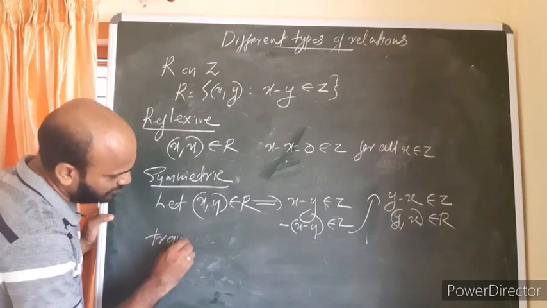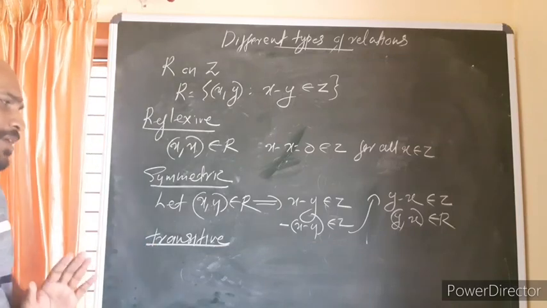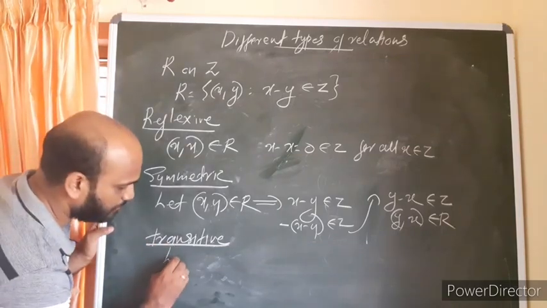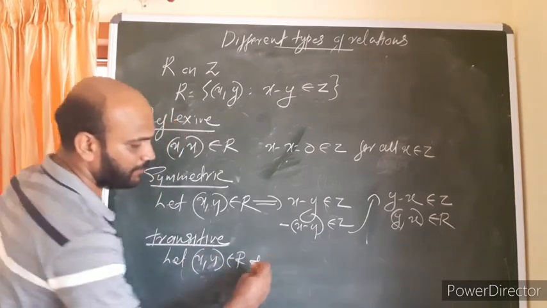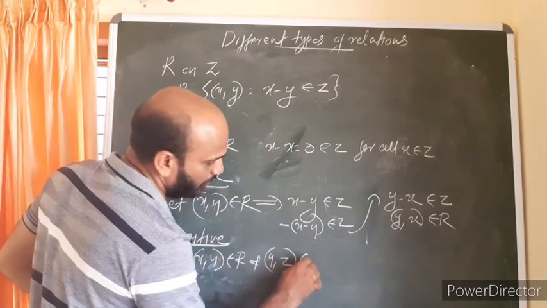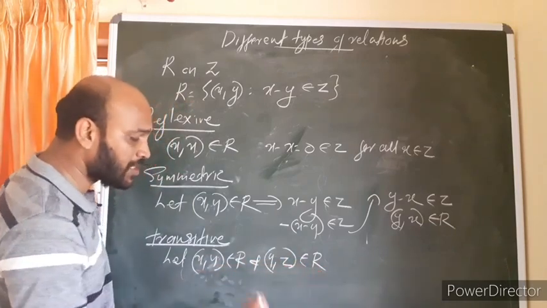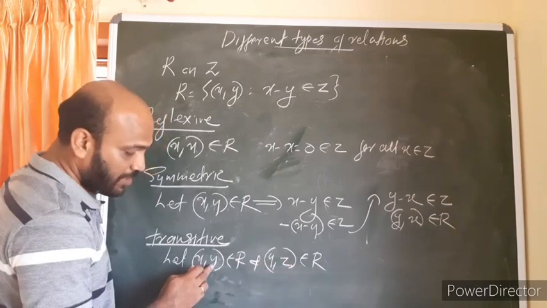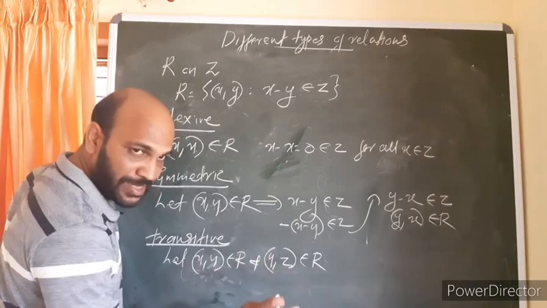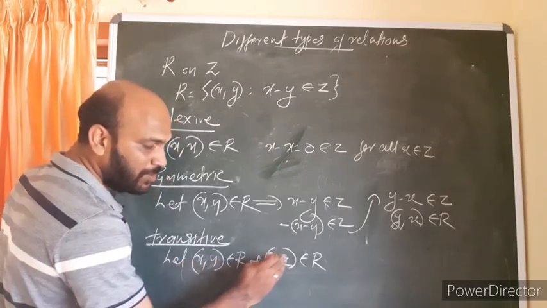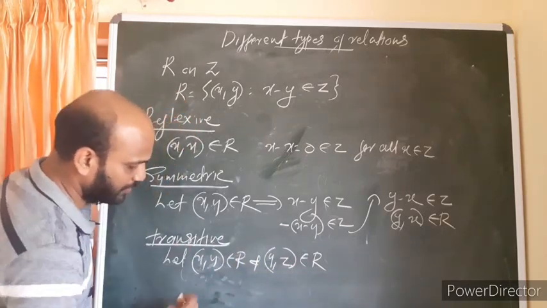The last one is transitive. Transitive also you have to prove generally. So here you have to take two conditions. Let (x,y) belong to R and (y,z) belong to R. (a,b) belongs to R, (b,c) belongs to R. Instead of (a,b), (b,c), we can take (x,y), (y,z). The y coordinate of the first ordered pair equals the x coordinate of the second ordered pair. If (x,y) belongs to R, (y,z) belongs to R, we have to show that (x,z) belongs to R. Okay, we can prove like this.